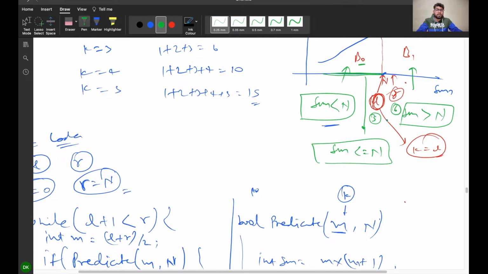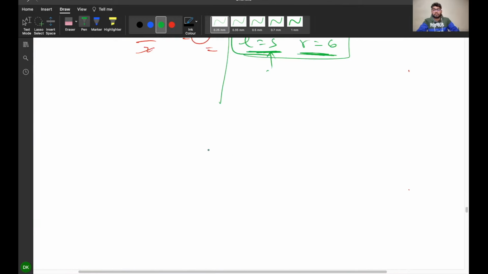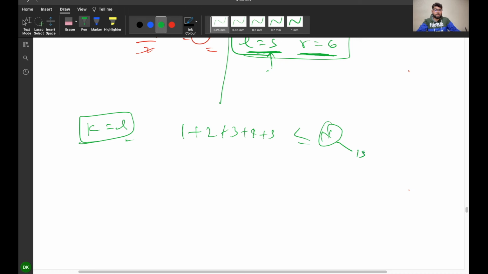After getting this, I found my k equal to L, where the sum of 1 plus 2 plus 3 plus 4 plus 5 is less than or equal to n, where n is 20, and the sum of the first 5 natural numbers is 15.